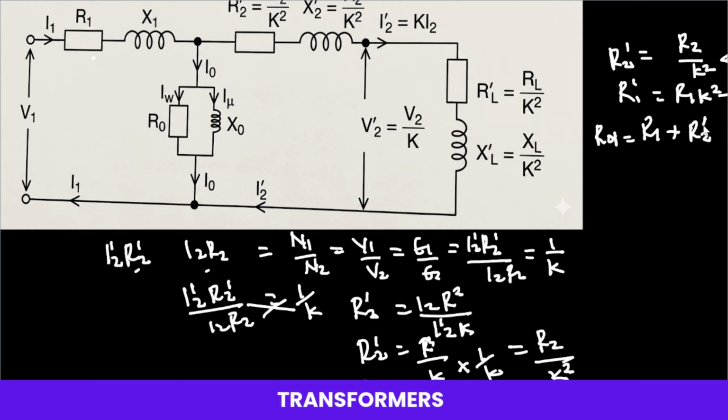The R2 prime. And we know the value for R2 prime, so we can say that R01 is equal to R1 plus R2 divided by K squared.